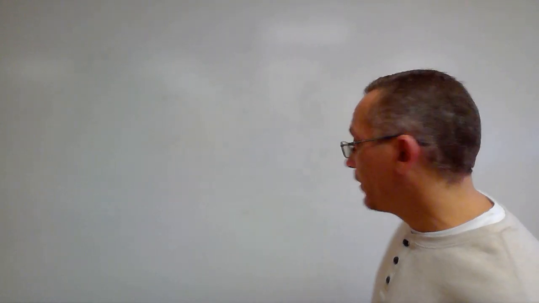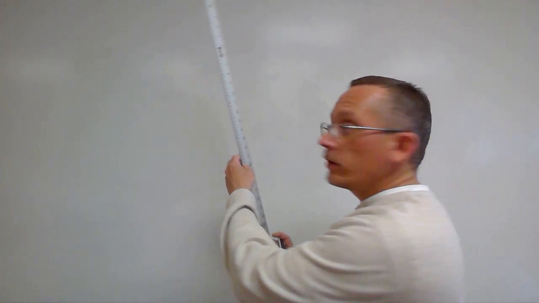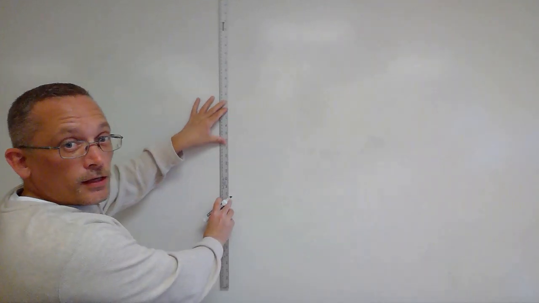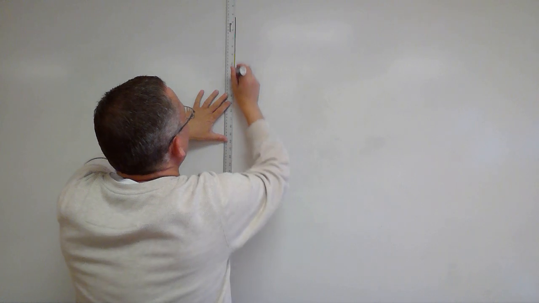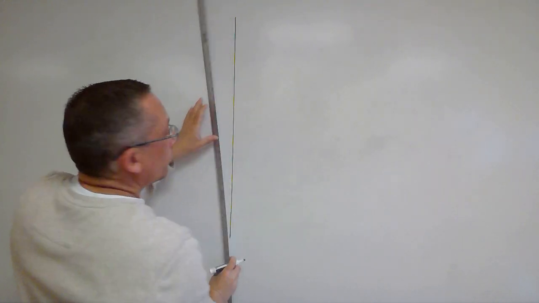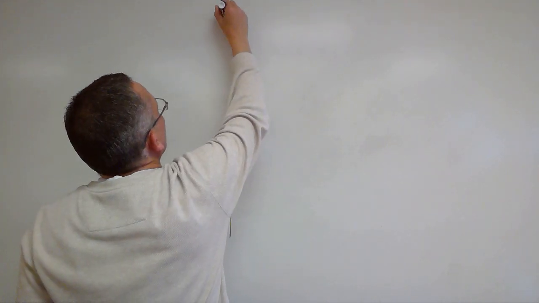All right, when we draw a ray diagram, usually you start by drawing the mirror, right? So let me draw just a line representing my mirror. So there's my mirror.